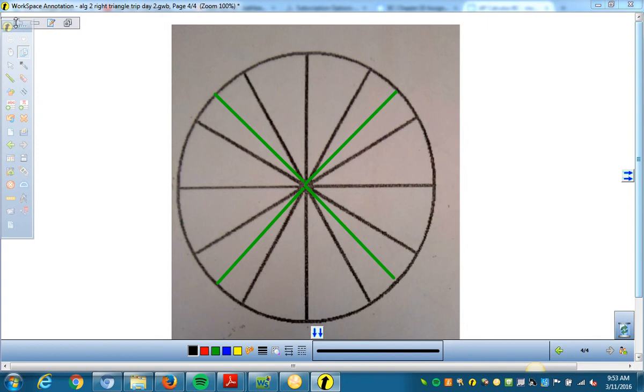Okay. All right. So we're going to be laying these triangles onto this unit circle. And when we do this, the hypotenuse is always going to be what length? For the unit circle? It's 1. So label the hypotenuse in each of these 1.